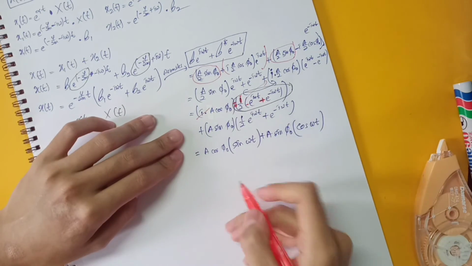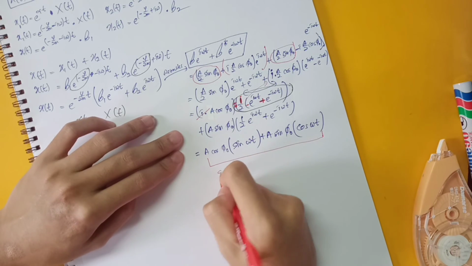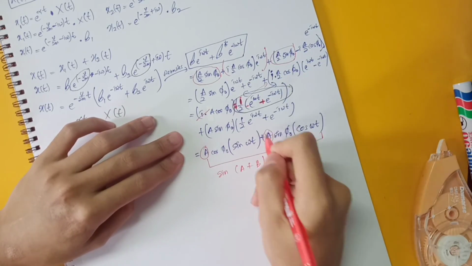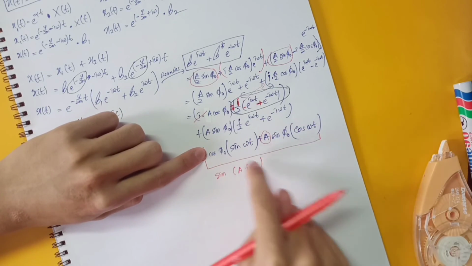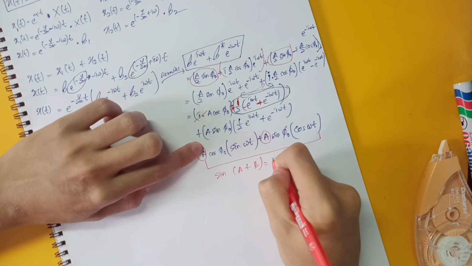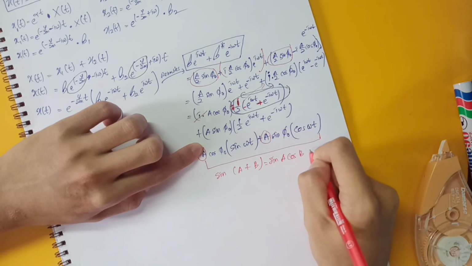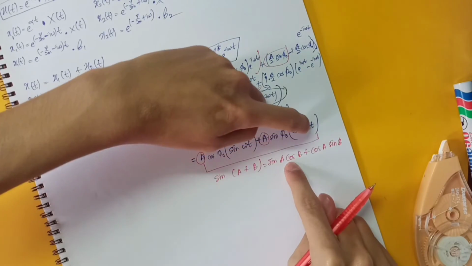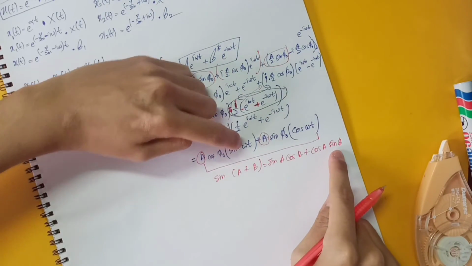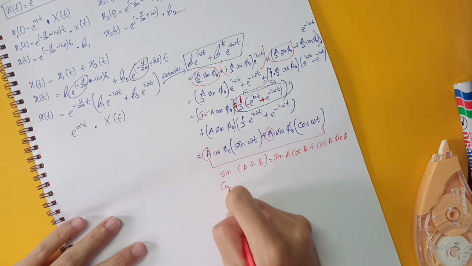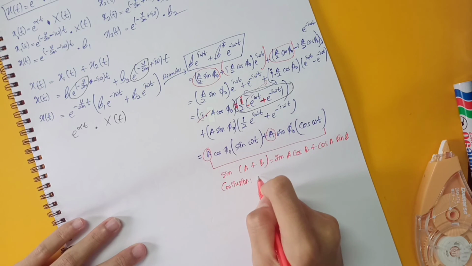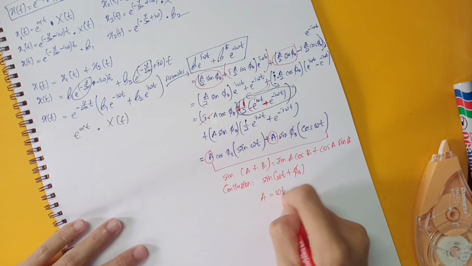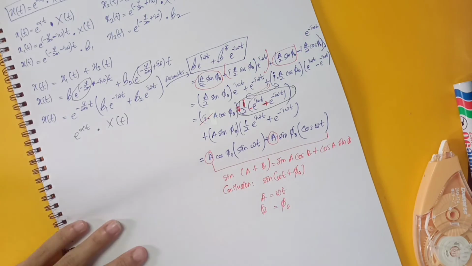So what we found here is a form of sine of A plus B, which is equal to sine A cos B plus cos A sine B. So in conclusion, this represents sine of omega t plus phi naught, where A is omega t and B is phi naught. Now let's go back here.